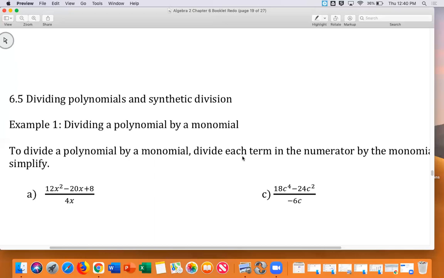All right. Now, we are going to talk about synthetic division, not today, okay? But synthetic division is all about putting in the missing pieces, okay?